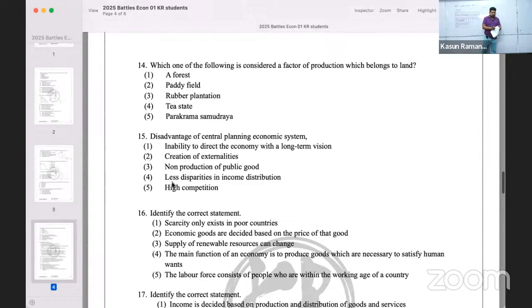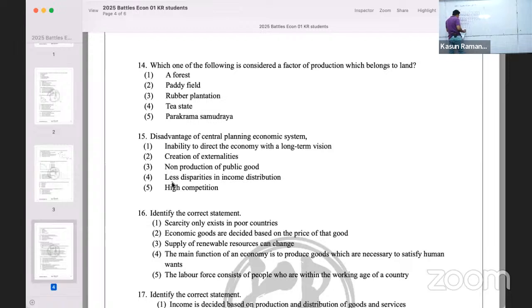The 14th question: which one of the following is considered as a factor of production, which belongs to land? Land is natural resources. What is the answer? Forest. Yes, forest is nobody's decision. It is not a result of human effort. Therefore, forest is the answer. For the 14th one, it is very easy to get the first one as your answer.